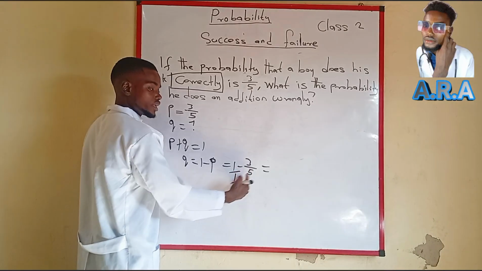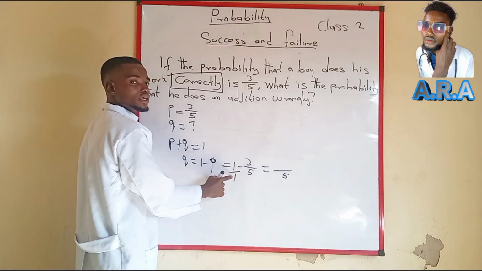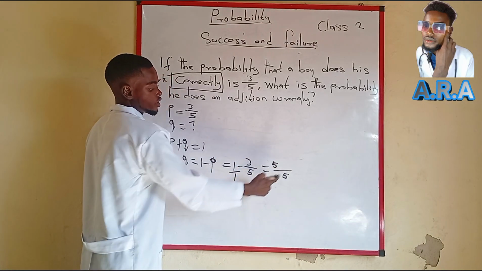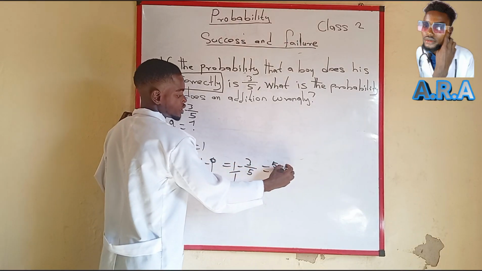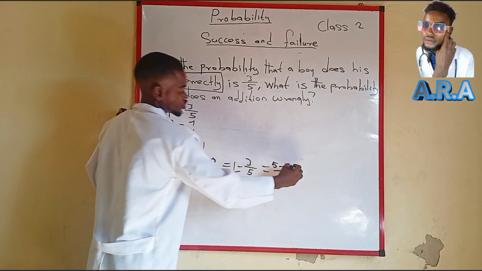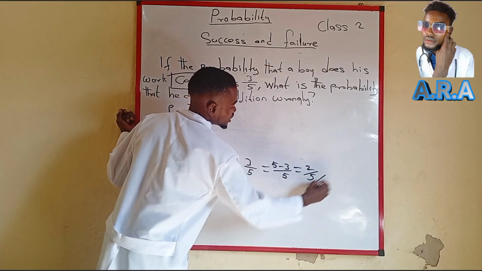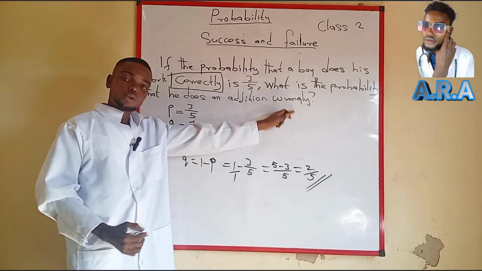Looking for the LCM of 1 and 5 will give us 5. Now, 5 divided by 1 is 5. 5 multiplied by 1 is 5. 5 divided by 5 is 1. 1 multiplied by 3 is negative 3 from this formula. So I'm going to have it to be 5 minus 3, 2 over 5. And this is the probability that he does it wrongly.